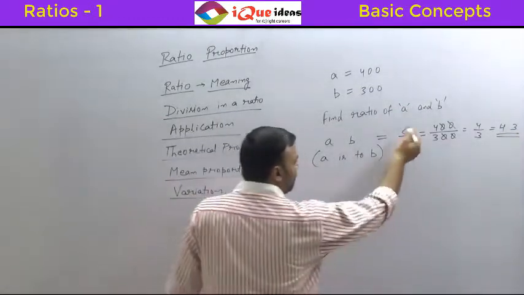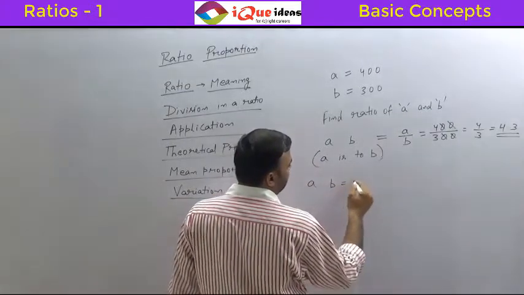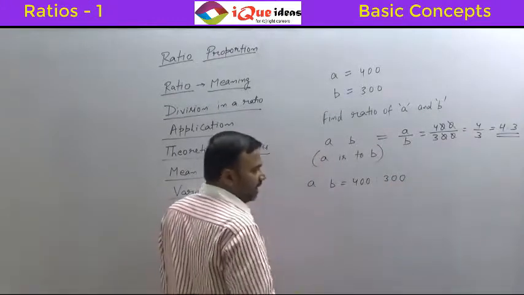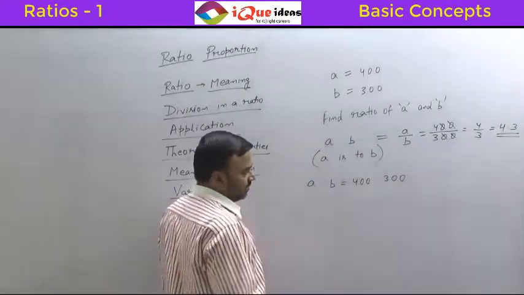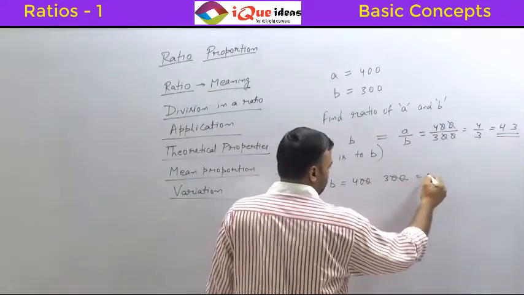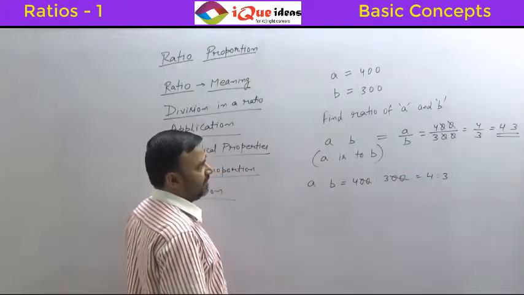Suppose we don't want to write it like this, no problem. We could have also done it like this. A is to B is equal to 400 is to 300. So just keep them in a line and then cancel out the common factors. Here the common factor is 100, so 100 gets cancelled. Finally the answer is 4 is to 3. This is the basic meaning of ratio.